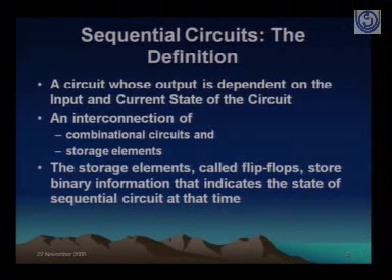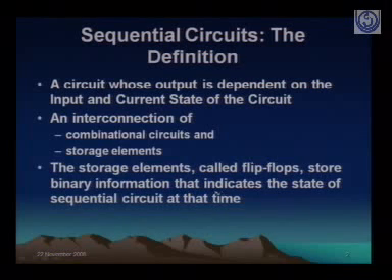Well, first of all, we should look at the definition. Sequential circuits are circuits whose output is dependent on the input and current state of the circuit. So this is how we define a sequential circuit, whose output is dependent on the input and current state, and basically it's an interconnection of combinational circuits and storage elements.